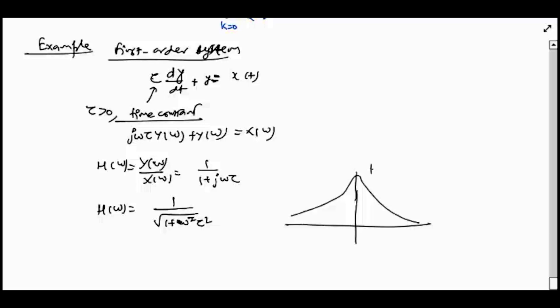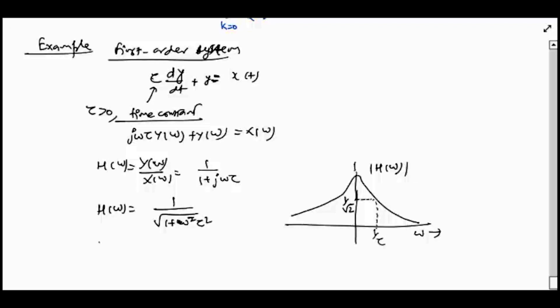Okay. So this is the absolute value of H(omega). The peak value is 1, and at omega equals 1 over tau, the value is 1 over root 2. So this value 1 over tau has special significance.